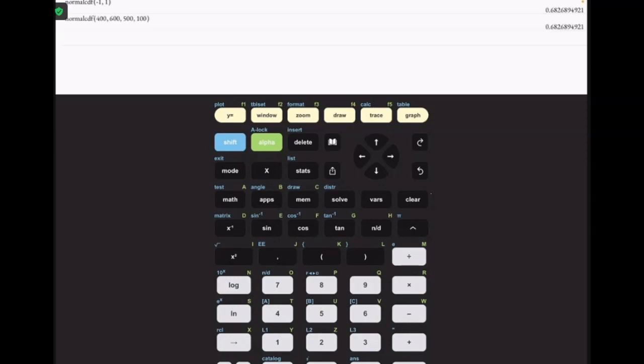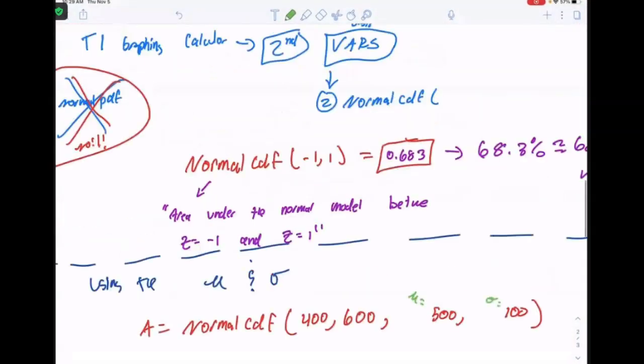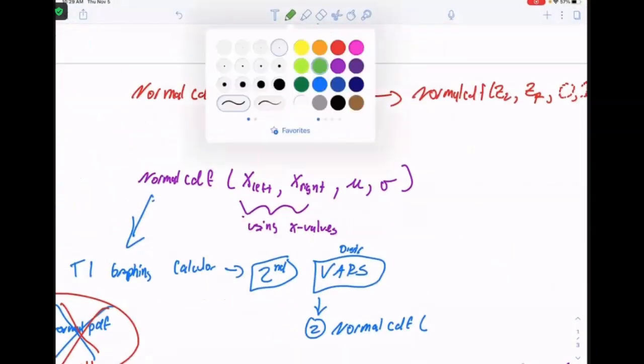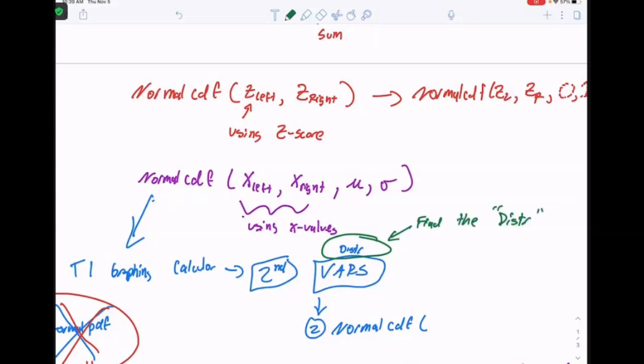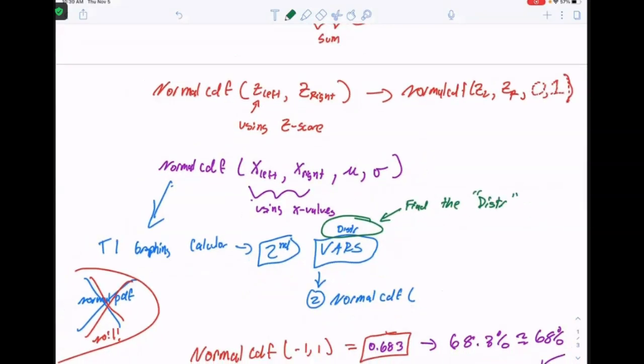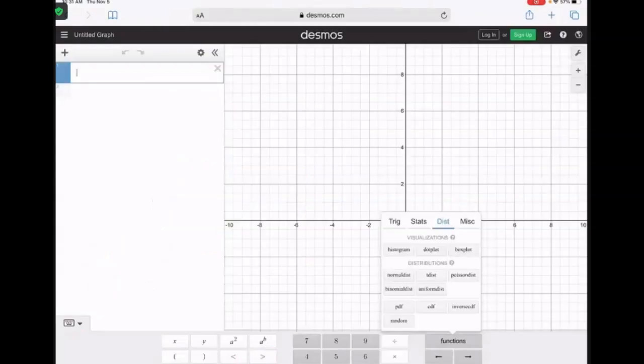So to get normal CDF on a regular TI calculator, what do you do? Just like the notes, second vars. You want to get to the distributions. You want to find the DISTR button, and for the regular TI graphing calculator, that is above vars, and to get to it you have to hit the second button or the shift button. This is an option.